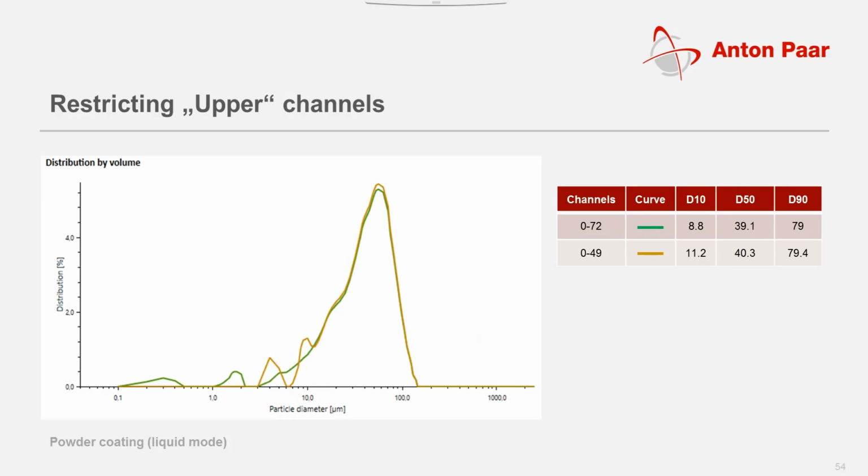Let's see now what happens when restricting the upper channels. We measured a sample used for powder coating. The green curve represents the results when all channels are active. The yellow curve is obtained when the last channels from 50 to 72 are not active. After deactivation, in particular, the D10 increases and the particle size distribution becomes, also in this case, narrower. The influence of artifacts and contaminants is removed.